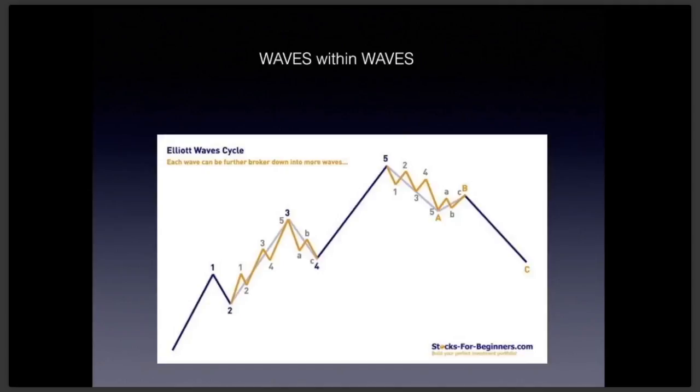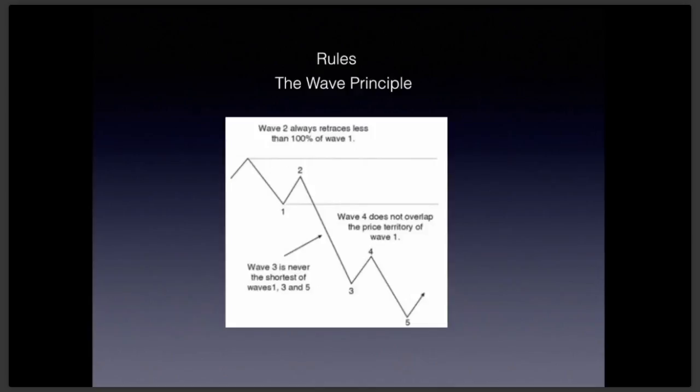In most cases, you see the markets moving in this 1, 2, 3, 4, 5 pattern. If you start to break down from wave 2 to wave 3, you see the same pattern happening over and over again, and we as investors or traders can always take advantage of this pattern. So those will be the rules for the wave principle. Wave 2 always retraces less than 100% of wave 1, and wave 3 is never the shortest. Normally wave 3 will be the longest, and wave 4 does not overlap the price territory of wave 1. If we go into the territory of wave 1, this wave count will be invalidated.